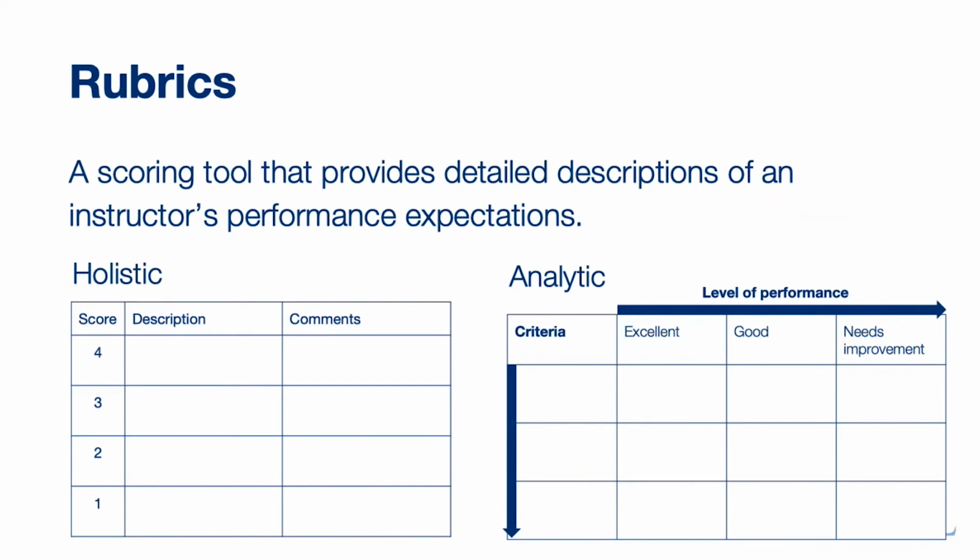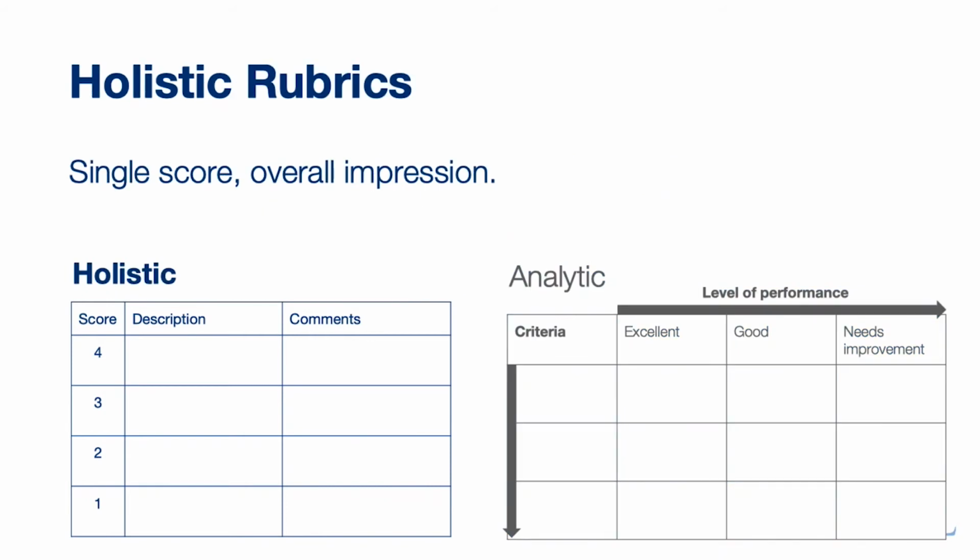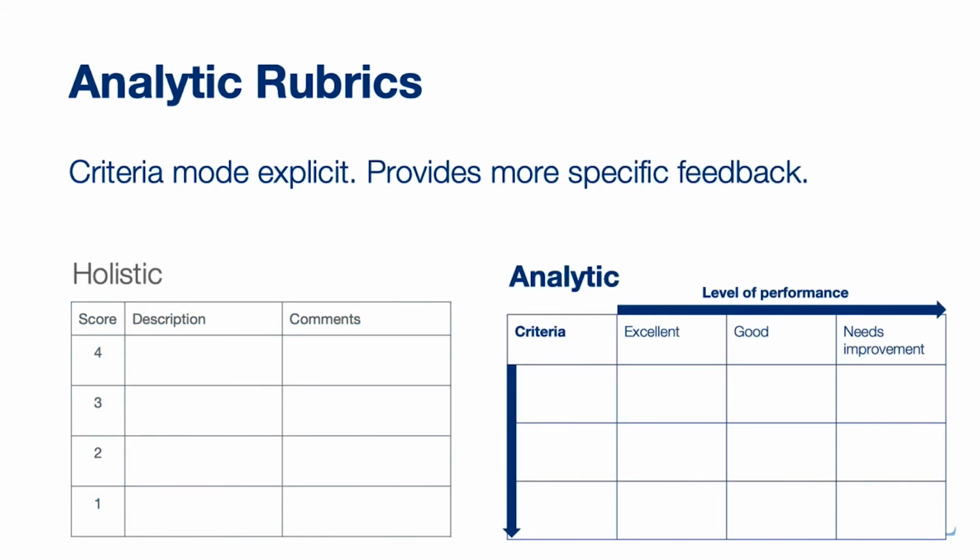A helpful tool for being explicit about expectations is a rubric. Rubrics can guide the evaluation and feedback process. Two general types of rubrics include holistic and analytic. Holistic rubrics provide a single score or rating for a product or performance, appropriate when overall impression is required. Analytic rubrics divide a product or performance into distinct traits or dimensions and judge each separately. Analytic rubrics provide more specific feedback.